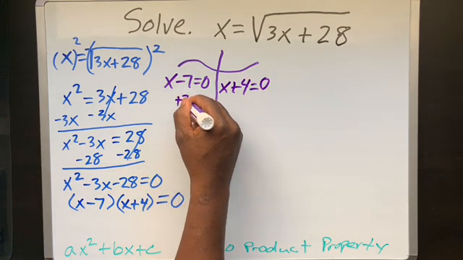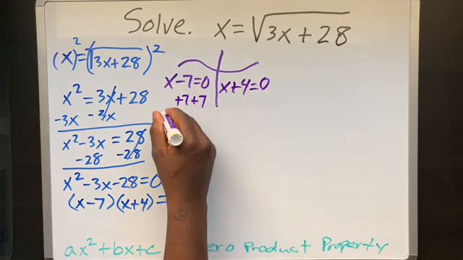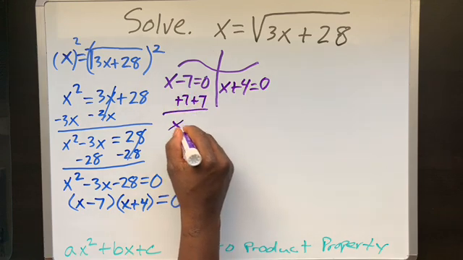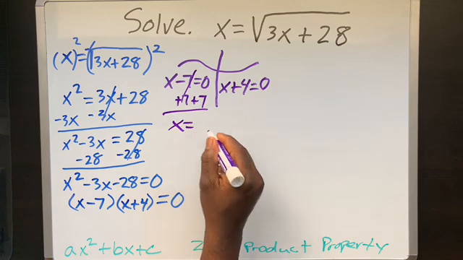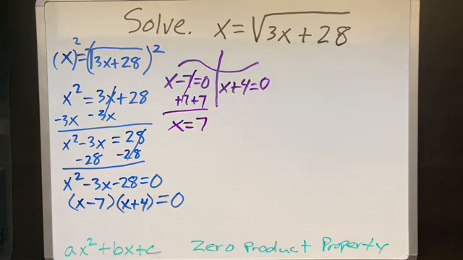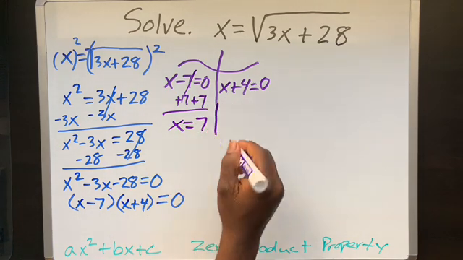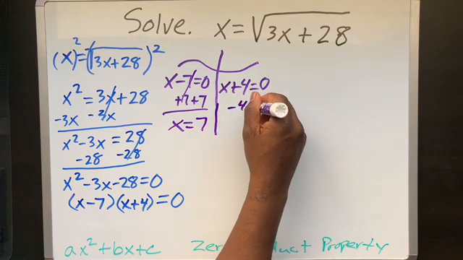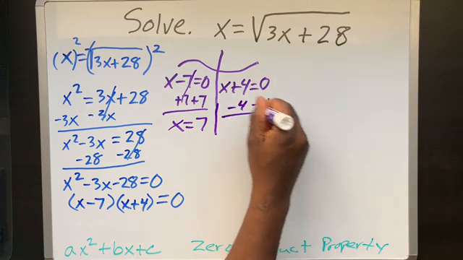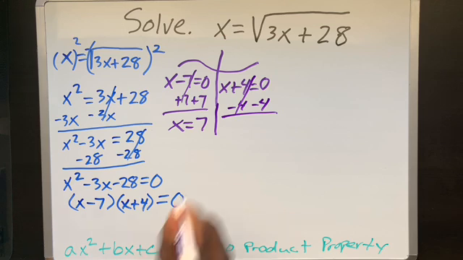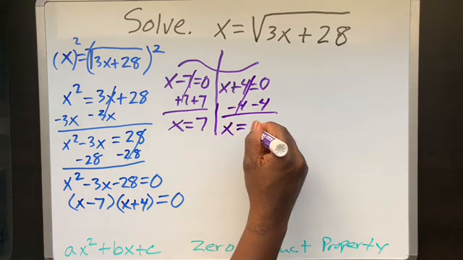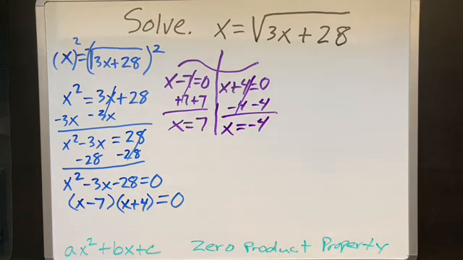So we add 7 to both sides. We get x, and that crosses out, equals 7. Subtracting 4 from both sides of this equation, that crosses out. We get x equals negative 4.